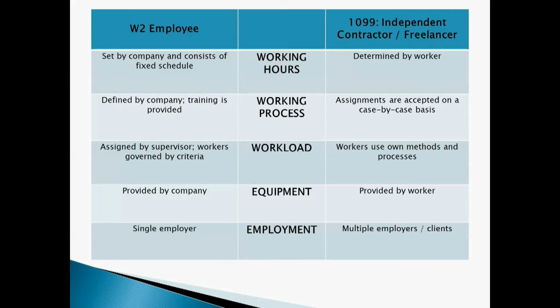So if you look at the chart, a 1099 is more of a freelancer. They make up their own hours. Pretty much, if they want to come in on Monday, they're allowed to. W-2, you have a set schedule that is done by the employer. A lot of people get confused.